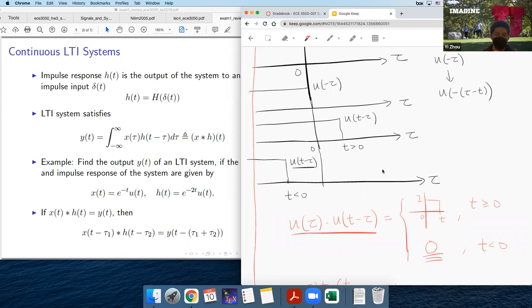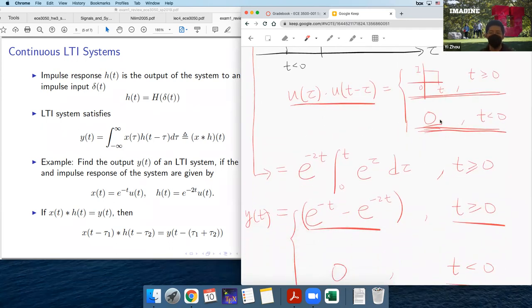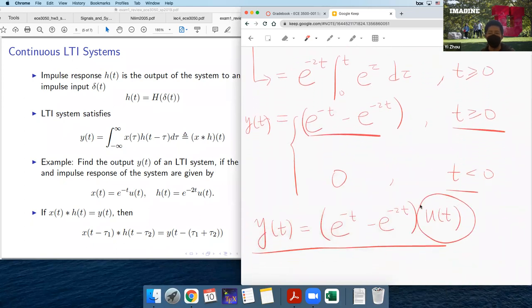Yeah, so in the last lecture, I only mentioned the first case. I forgot the second case. And this is critical because in the end, this will introduce this u(t) in the final expression, which makes the final output a causal signal, right? After introducing this u(t), the signal is causal. It only has non-zero values in the positive time domain.